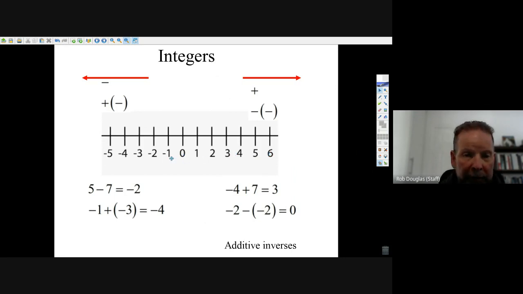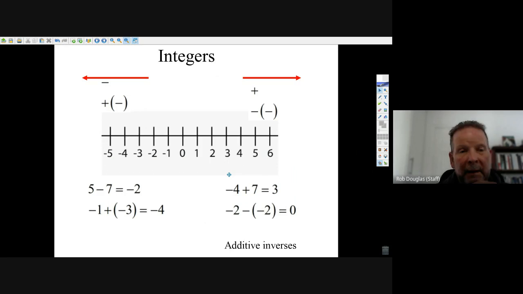But the integers include negative numbers. So instead of just 1, 2, 3, 4, 5 into infinity, it's -1, -2, -3, -4. So the lines right there on this number line represent the negative integers. There's 0, there's the positive integers. All together, you're looking at the set of integers that goes on forever in both directions.